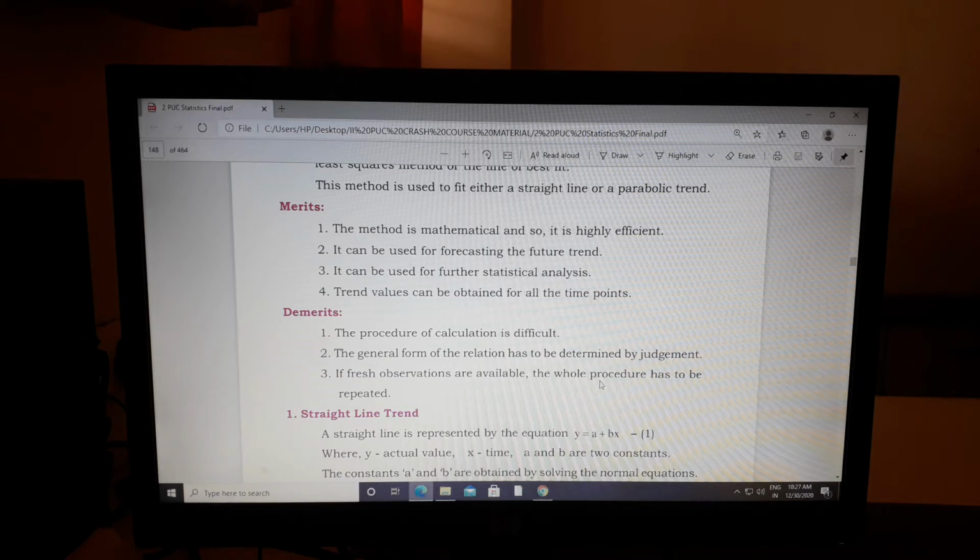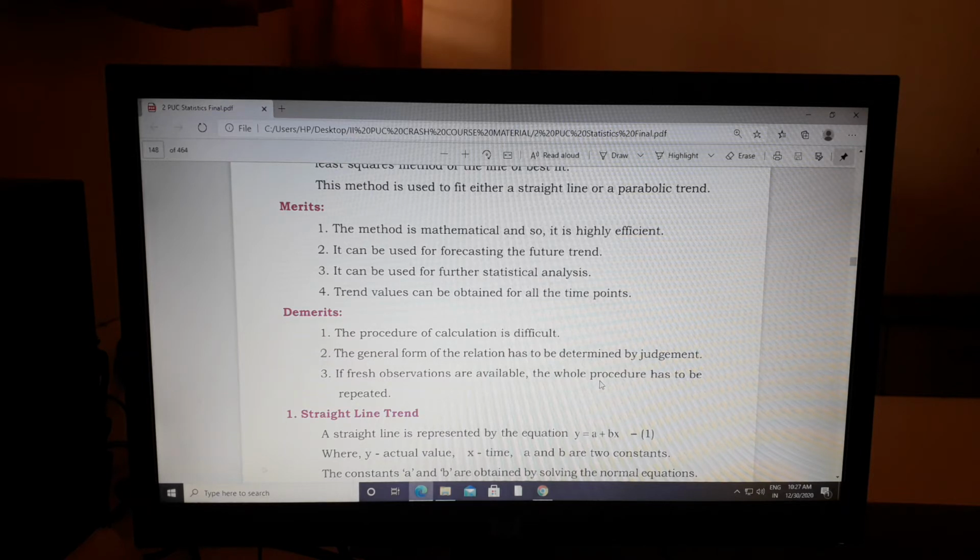At the same time, demerits also will be there when you are applying a mathematical model, and definitely it is not that easy to calculate. So the procedure of calculation is a bit difficult. The general form of the relation has to be determined by judgment. If fresh observations are available, the whole procedure has to be repeated. So we cannot continue further, because if fresh observations are available, definitely the whole procedure should be repeated. Actually speaking, these are all common normal disadvantages.